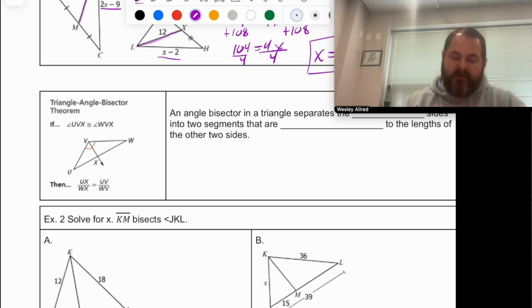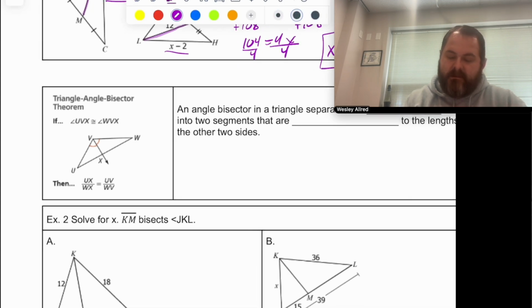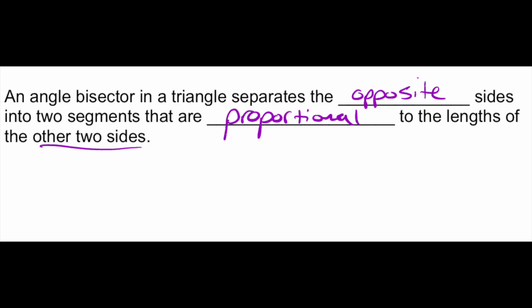Okay, and the first one we're going to look at is this theorem called the triangle angle bisector theorem. And here's what it states. An angle bisector in a triangle separates the opposite side into two segments that are proportional to the lengths of the other two sides.